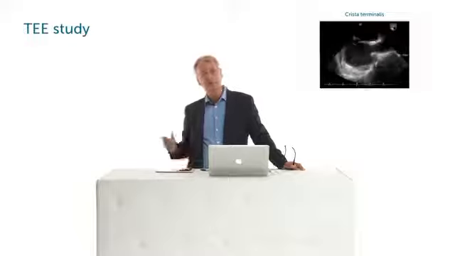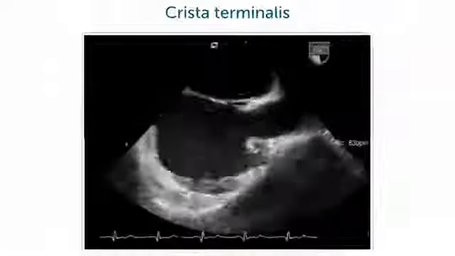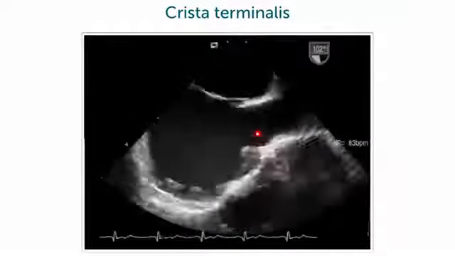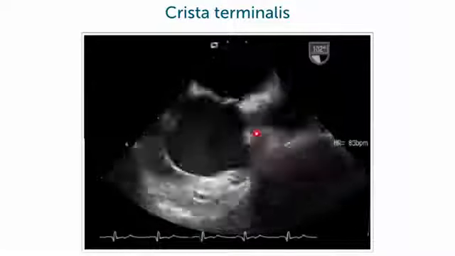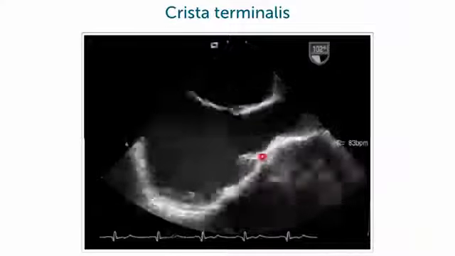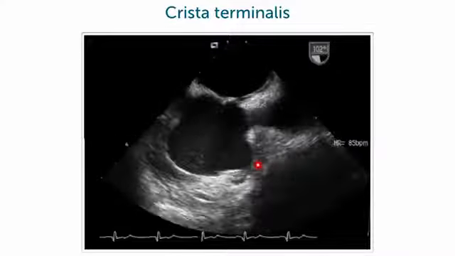It's quite easy to see the crista terminalis from a transesophageal approach because it appears as if it's an extension of the superior vena cava. You see it right here. This would be the crista terminalis. And it is very close to the right atrial appendage, which is located right here.